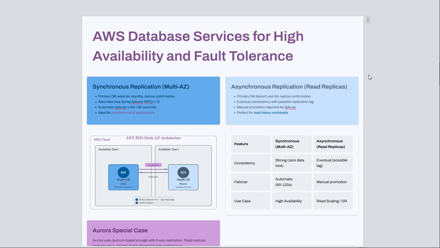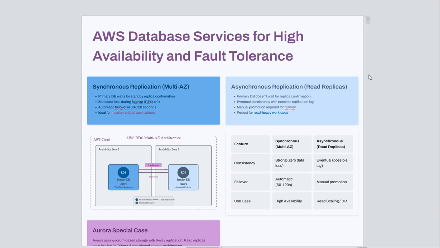The second method is asynchronous replication, which we call read replicas, right? In that case, the primary database doesn't wait for replica confirmation. It doesn't wait for the read replica to say it got the data. So it's eventually consistent with possible replication lag. There's a little bit of lag between the data in the primary database and the read replicas. Manual promotion is required for failover, and it's perfect for read-heavy workloads. This is asynchronous replication.